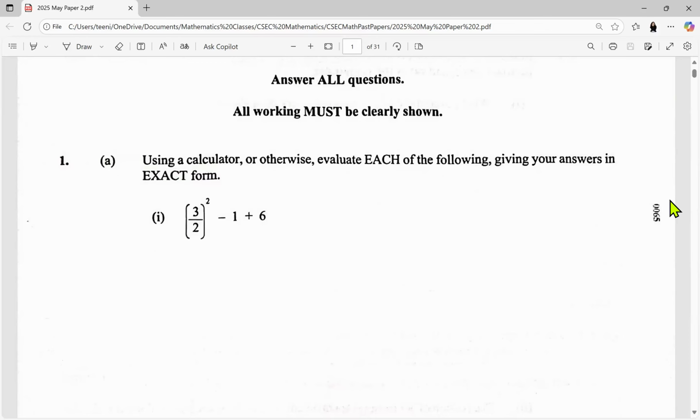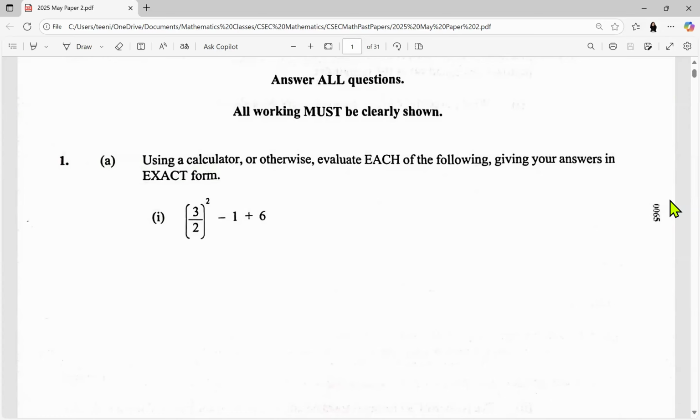Yeah, so question one in all CXC papers has to do with calculations like this. So you'll have fractions, decimals, significant figures, standard form, you name it, right? That's section one for you. It says using a calculator or otherwise evaluate each of the following, giving your answers in exact form. Exact form means that you're not going to approximate to any decimal places or anything like that, right? Now we could work this manually, and then we are going to do it with the calculator too.